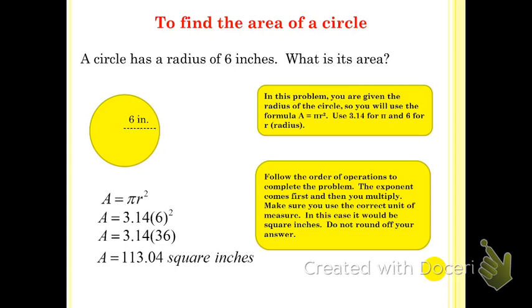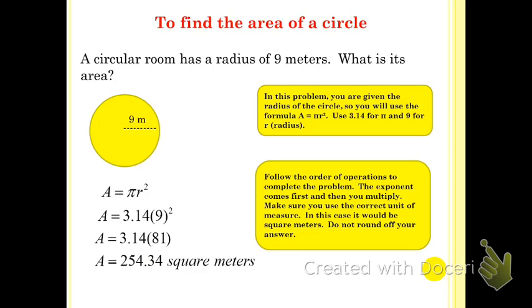A circle has a radius of 6 inches. What is its area? In this problem, you are given the radius of the circle, so you will use the formula area A equals pi times r squared. Use 3.14 for pi and 6 for r, the radius. Follow the order of operations to complete the problem. The exponent comes first, and then you multiply. Make sure you use the correct unit of measure. In this case, it would be square inches. Do not round off your answer. Area A is equal to 113.04 square inches.